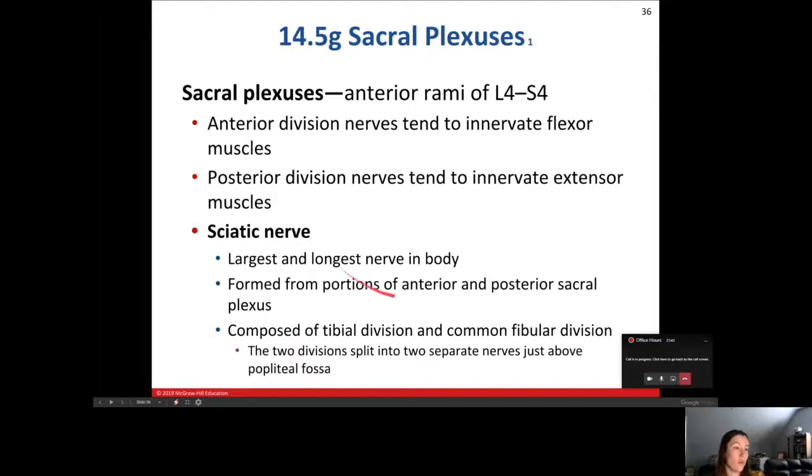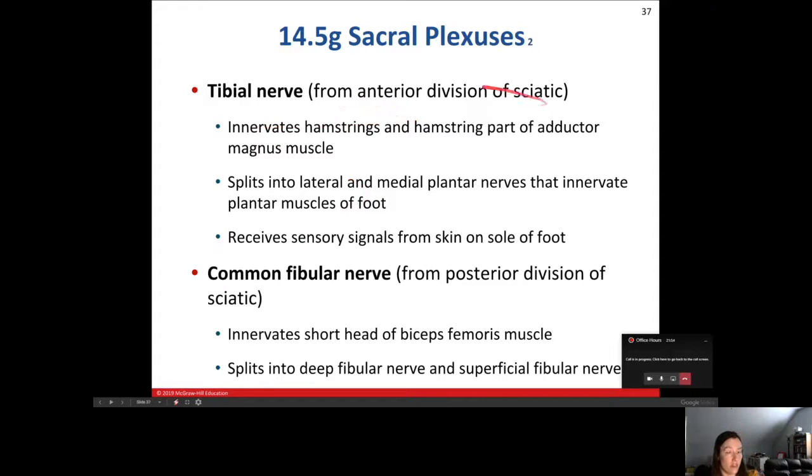So the sciatic nerve is formed from portions of both anterior and posterior sacral plexus. It breaks up into the tibial and common fibular nerves. And so the tibial nerve is from the anterior division of the sciatic. It innervates your hamstrings and part of the adductor magnus muscle, so it's on the medial side here. The superficial fibular nerve.